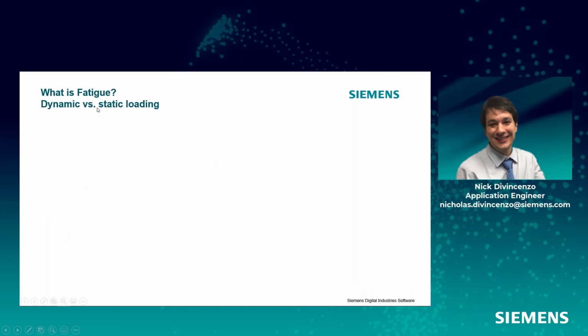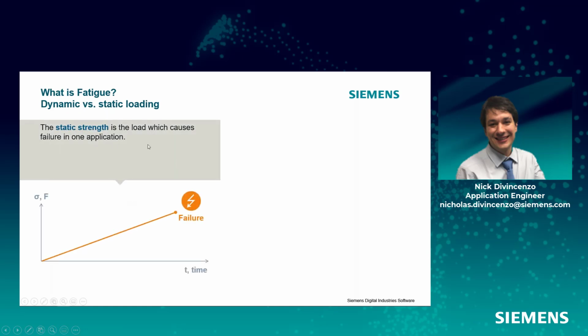So let's talk a little bit about fatigue and the difference between dynamic loading and static loading. The static strength of a material is the load which causes failure in one application. If I had a little metallic bar, let's say I'm an exceptionally strong man and I bend that bar in two and cause a fracture in the middle of the bar, the load that bar could undergo before failing is essentially the static strength of that little piece of bar material. So anything that would cause failure in one application.